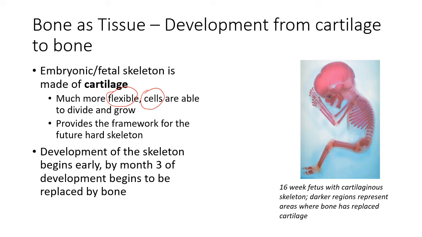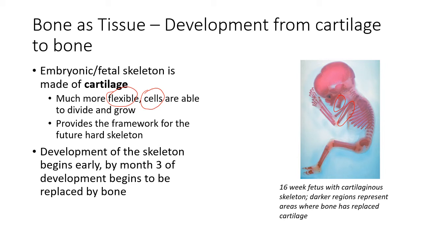The figure here on the right shows a 16-week fetus, so about the 4th month of pregnancy. Most of the skeleton of this fetus is still cartilaginous, but there are some darker regions, like in the jaw and what looks like the forearm here, where those darker regions are actually bone. So this cartilage framework is going to be replaced by hard skeleton throughout development. The cartilaginous skeleton begins developing really early, but by month 3, that cartilage begins to be replaced by bone.